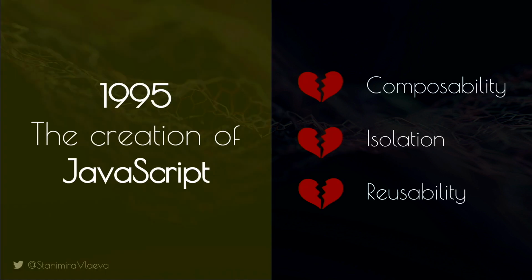So with the lack of module systems, we don't really have a very nice way to compose scripts or packages. We don't have any kind of isolation because all the variables are attached to the global scope. And we don't really have a nice way to reuse libraries and scripts and package them as packages and ship them around.